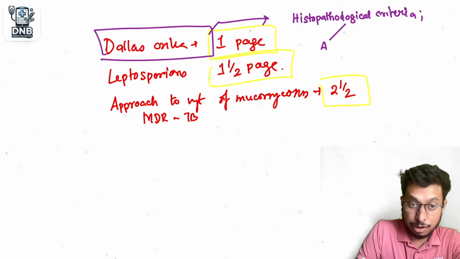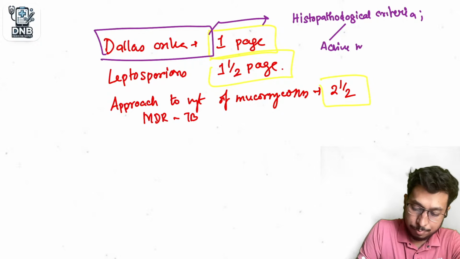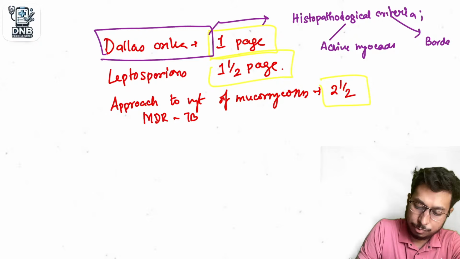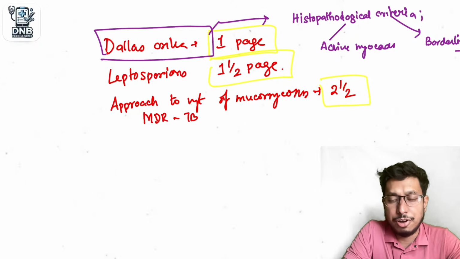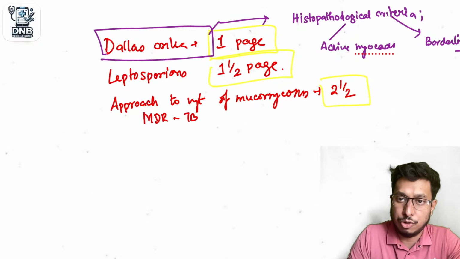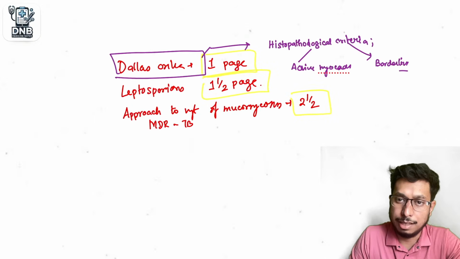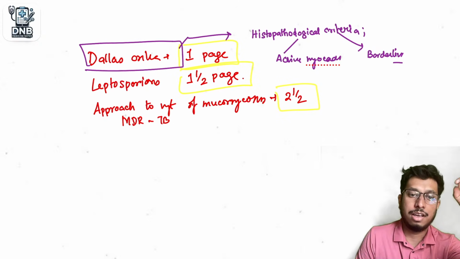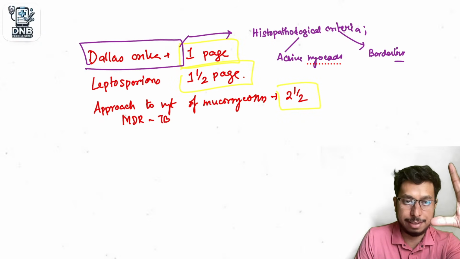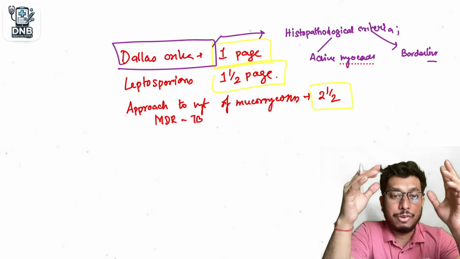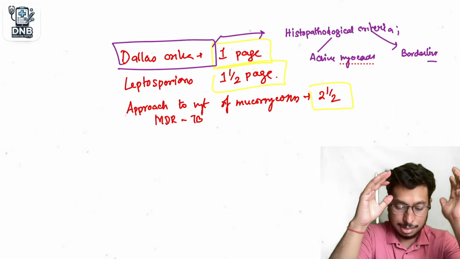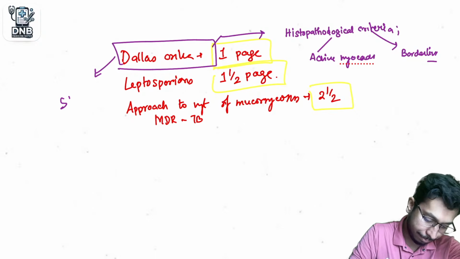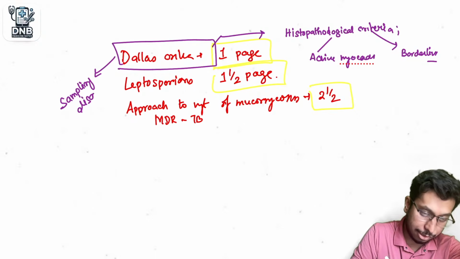So the criteria is there for active myocarditis as well as borderline myocarditis. What are the points you need to write? You need to write that endomyocardial biopsy is required. Biopsy is required for making the diagnosis, and it is associated with myocyte necrosis and degeneration. Sometimes inflammatory infiltrate can be present there. Now, what are the issues pertaining to it? The limitation is sampling error, because it's a biopsy-based diagnosis, so sampling error will be its limitation.